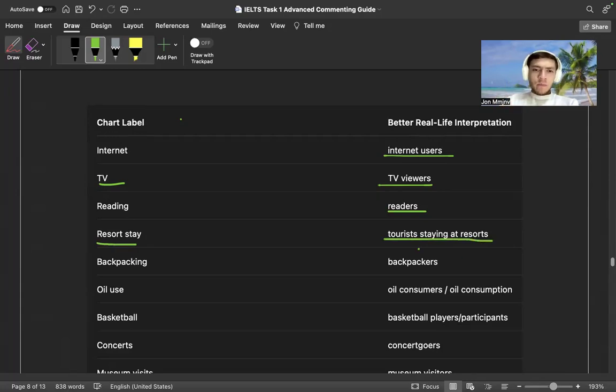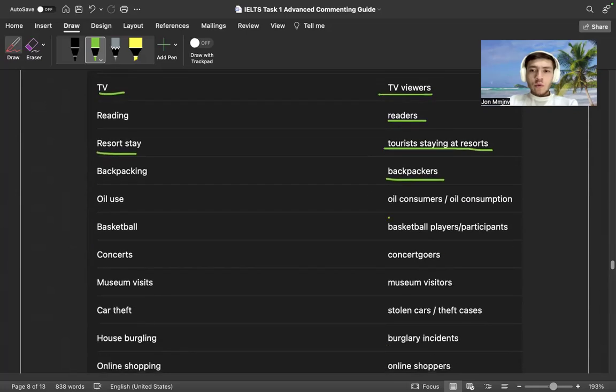I sent the sample for this. Backpacking, backpackers, those who chose this option. Oil use, the usage of oil, oil consumption, oil consumers, right? Basketball. What do you do with basketball? You play. So think about the verb you can use for these nouns.